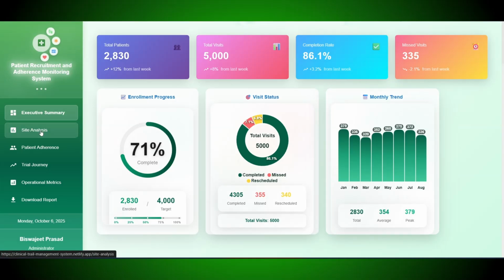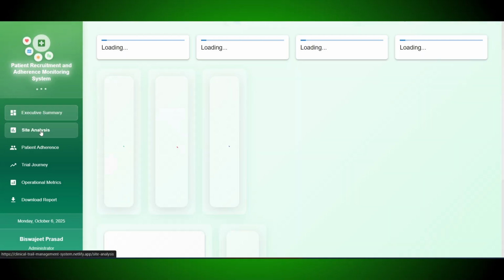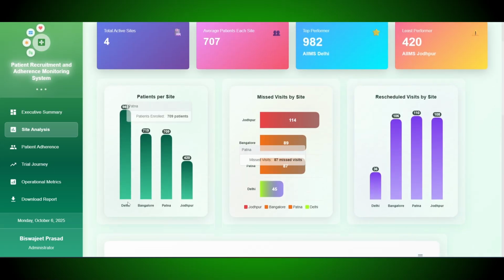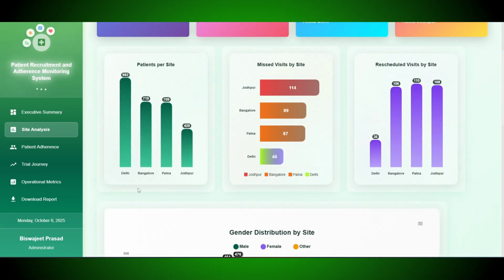Now let's move to another page, site analysis. Here at the top we have KPIs like the active sites, the average patients, and the top performer, which is AIIMS Delhi with 982 patients, and the least performer, which is AIIMS Jodhpur with 420 patients. This bar chart shows the number of enrolled patients in each site, showing Delhi leads with 982, followed by Bangalore with 719, Patna with 709, and Jodhpur with 420 patients only.